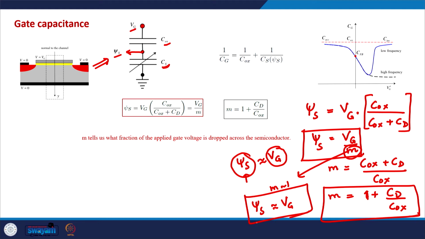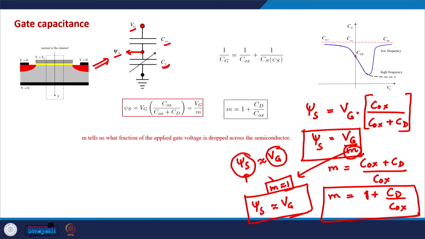And what does that mean? It means that if M is almost equal to 1, most of the gate voltage is dropped across the semiconductor, which means that the external voltage that we are applying on the gate is totally used to deplete the MOSFET, or invert the MOSFET, or to create the inversion layer in the MOSFET. So, ideally we would like M to be as close to 1 as possible always. So, we always try to make sure that M is as close to 1 as possible.